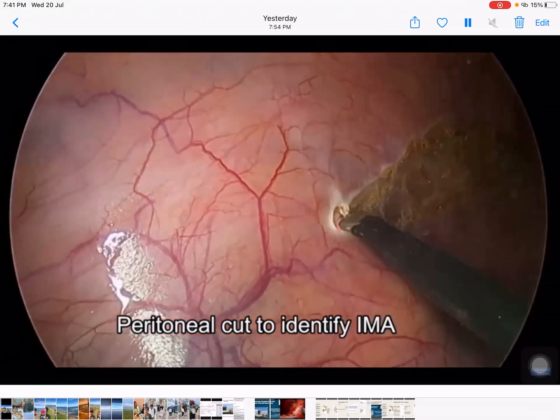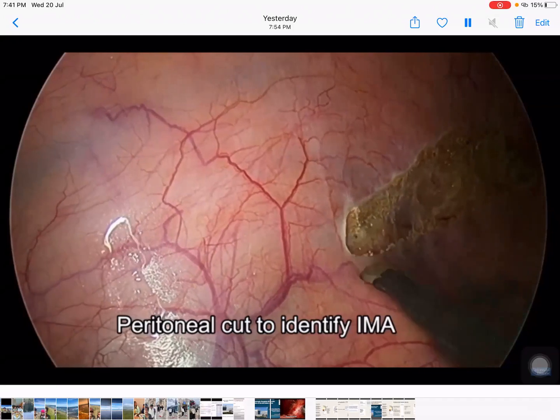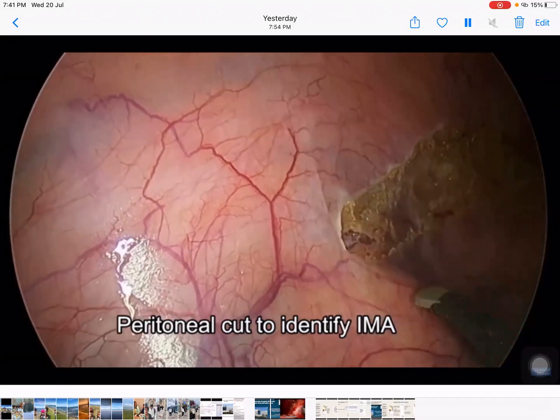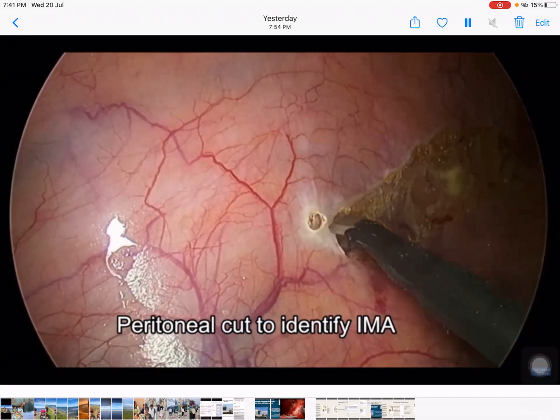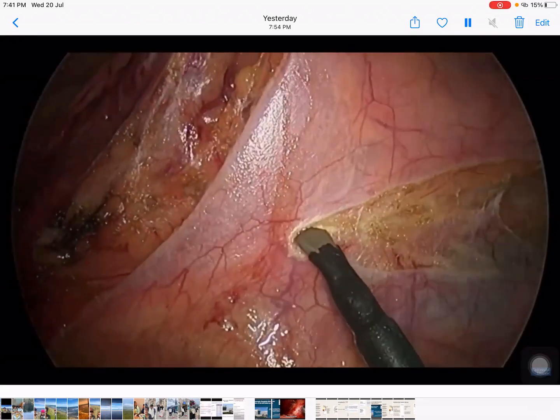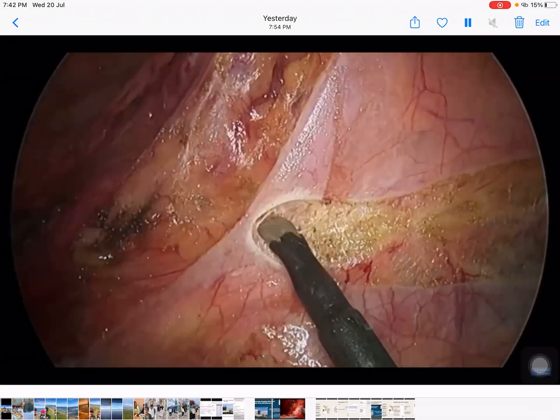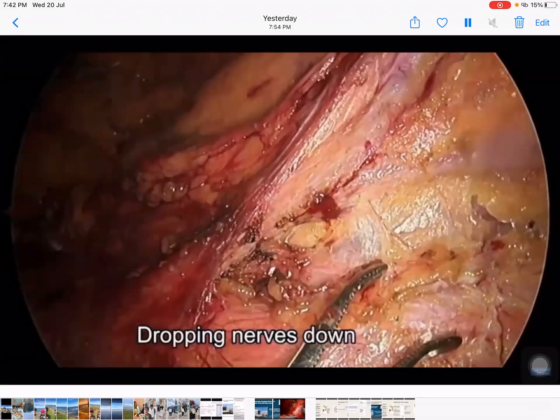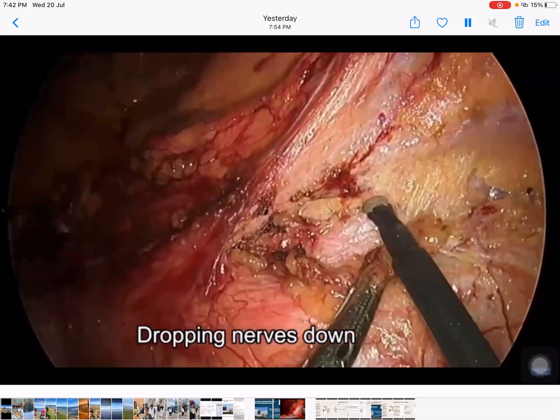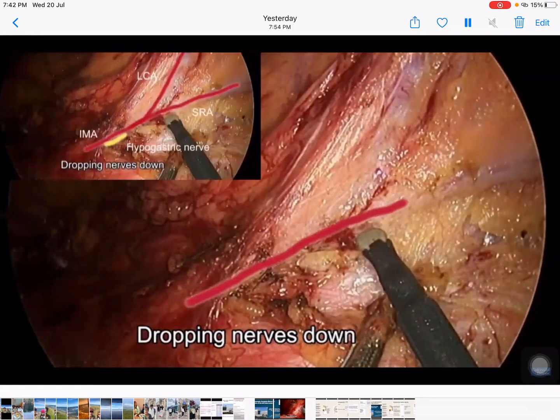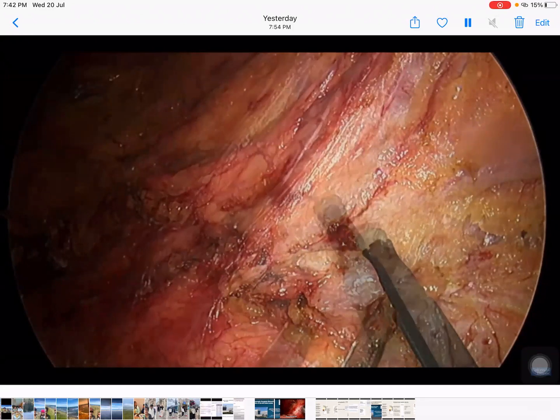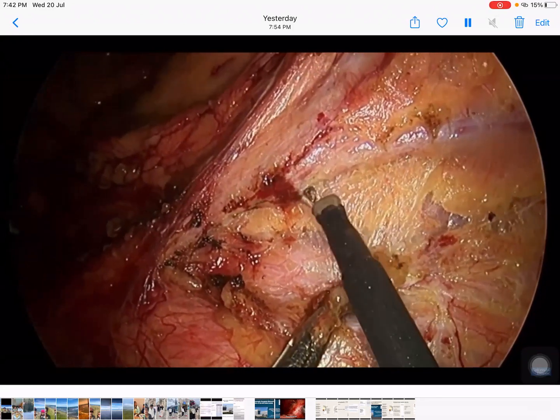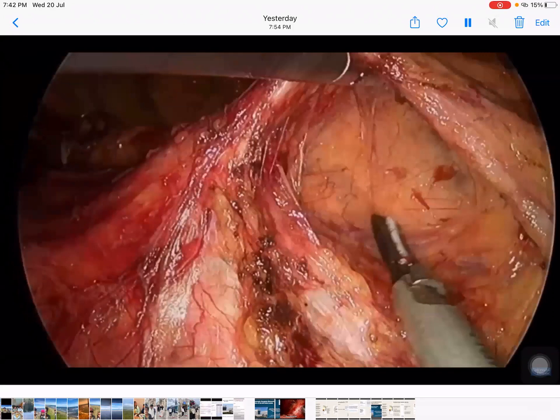This cut is different. Some people make a cut at the promontory. I normally lift it up and start from the groove in the pelvis. And once you cut the peritoneum, you start seeing the artery. Because you already dissected the vein in the fascial plane, you dissect along the inferior mesenteric artery. You come to the root of the inferior mesenteric artery. Once you do that, you can drop the nerves down and you can see the origin of the left colic artery. So you made the entire thing below.